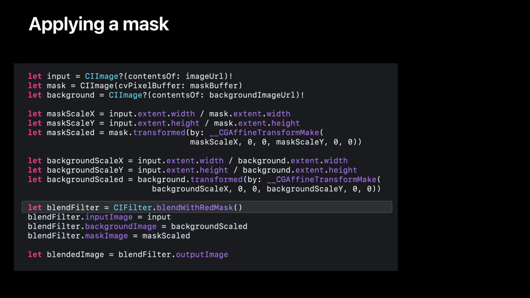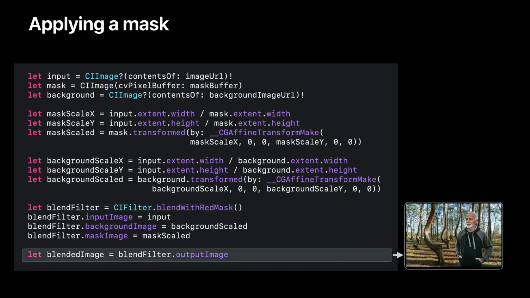You probably noticed that I created my blending filter with the red mask. This is because when a CIImage is initialized with a one-component pixel buffer, as all our masks are, it creates an object with the red channel by default. Finally, we perform the blending operation to get our results.